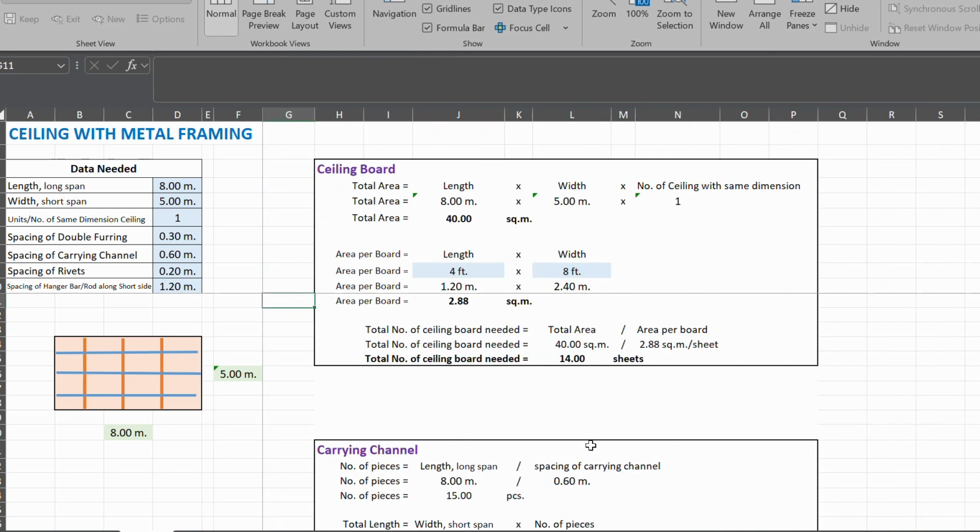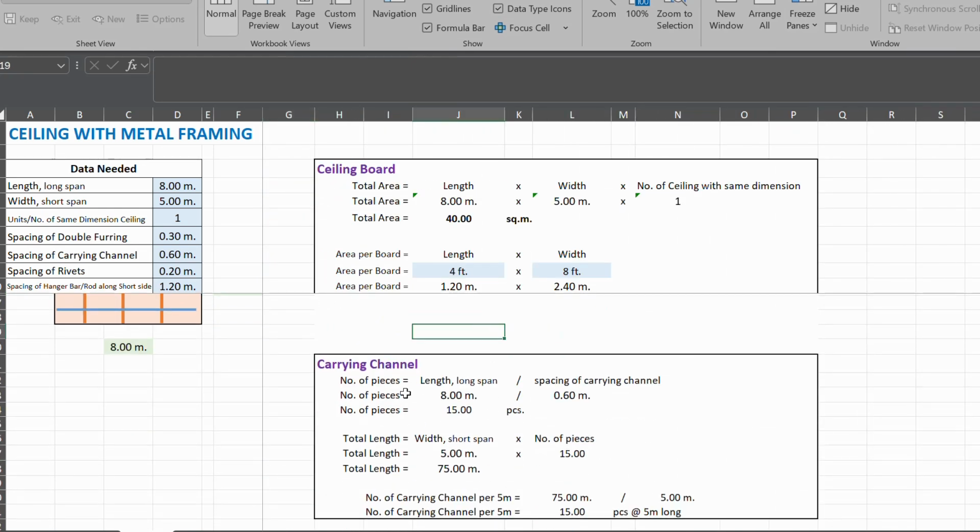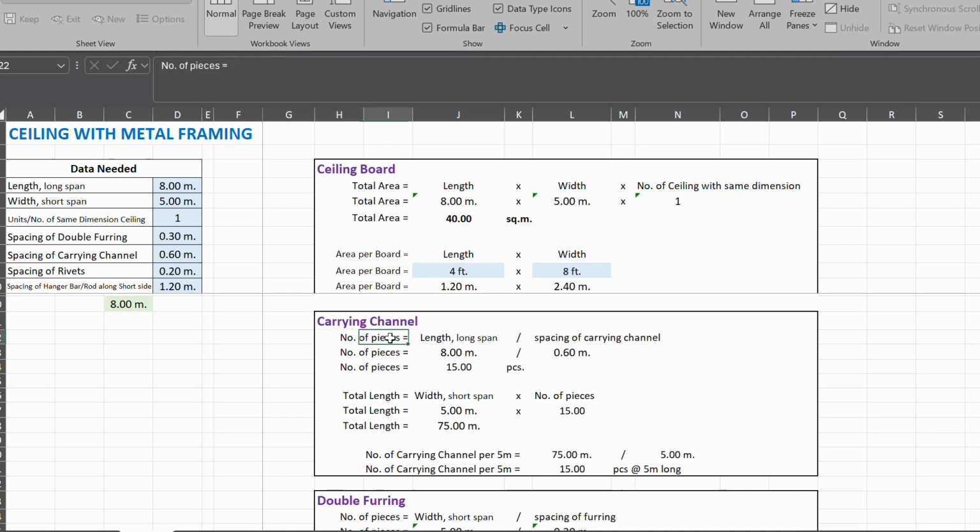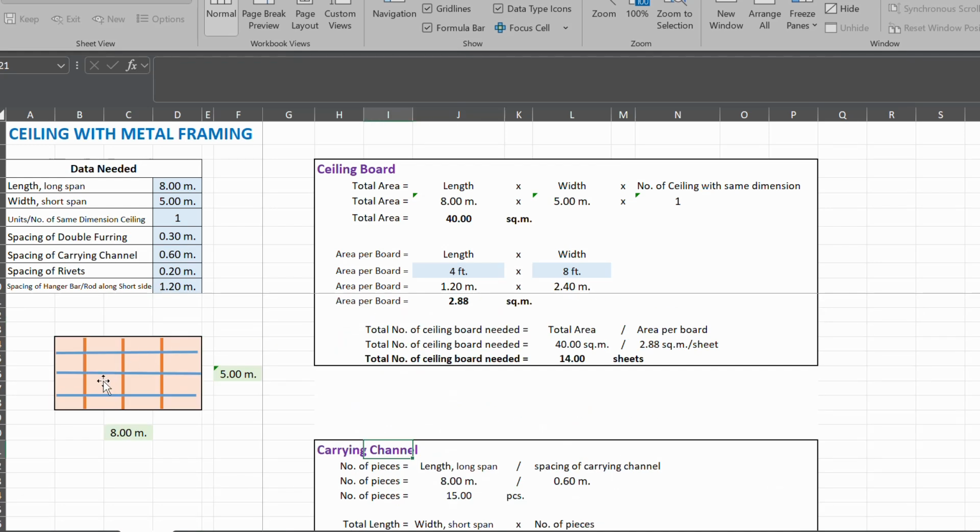So I'll just freeze it here. For the carrying channel computation, we count the number of pieces. So we count along the length of the long span. For the carrying channel, this orange, how many pieces?